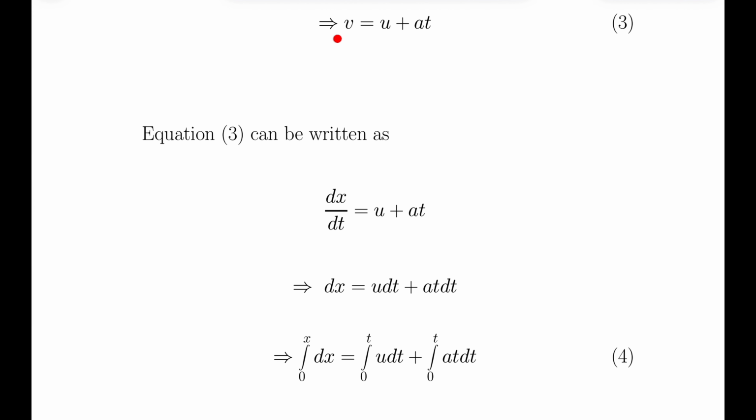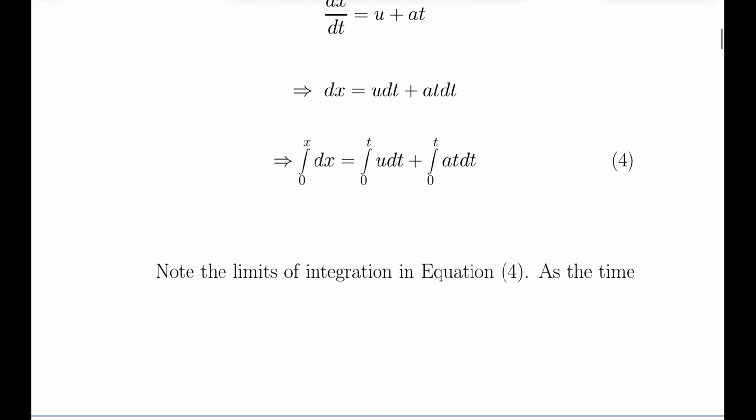What is velocity? Velocity is the rate of change of displacement. If x is displacement, then dx upon dt gives you the velocity. So dx upon dt is u plus at. Or we can write this equation as dx equal to u times dt plus at dt. Now integrate this equation with time limits from 0 to t and the value of x varying from 0 to x. This is equation 4.